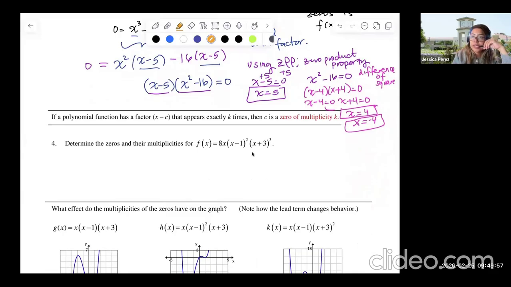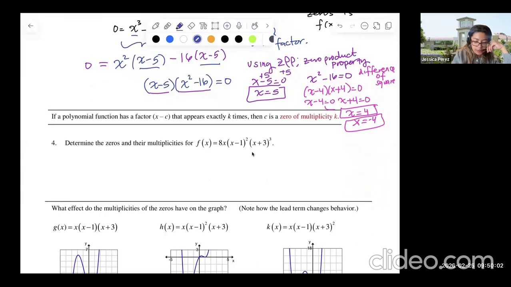We have to look at the multiplicities. And what does that mean? That means how many potential zeros we can have, the multiplicity k. So we always have to have in this factored form x minus c, where c can be any value, even 0. So we want to first determine the zeros. That means we're going to set f of x equal to 0. And then we are going to look at each individual multiplicity. So I'm going to pause the recording here to start this problem.